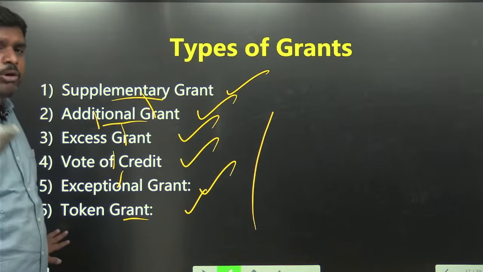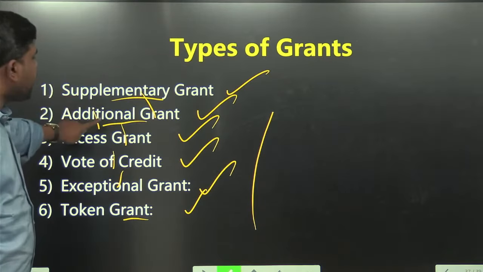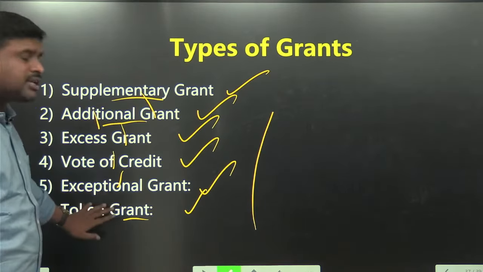These grants are very important. Why? Because of the budget session. Supplementary grant, additional grant, excess grant, vote of credit, exceptional grant and token grant.